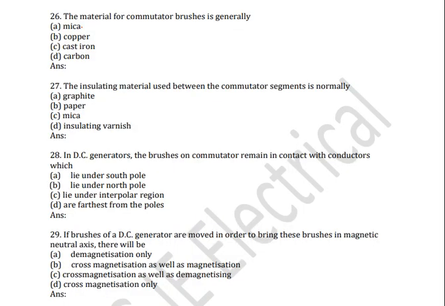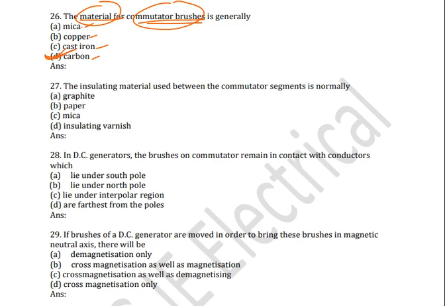The material for commutator brushes is generally which one? Mica, copper, cast iron, carbon. Which is the correct answer? If you know the answer, just answer in comments. The material used for commutator brushes. The correct answer is carbon.